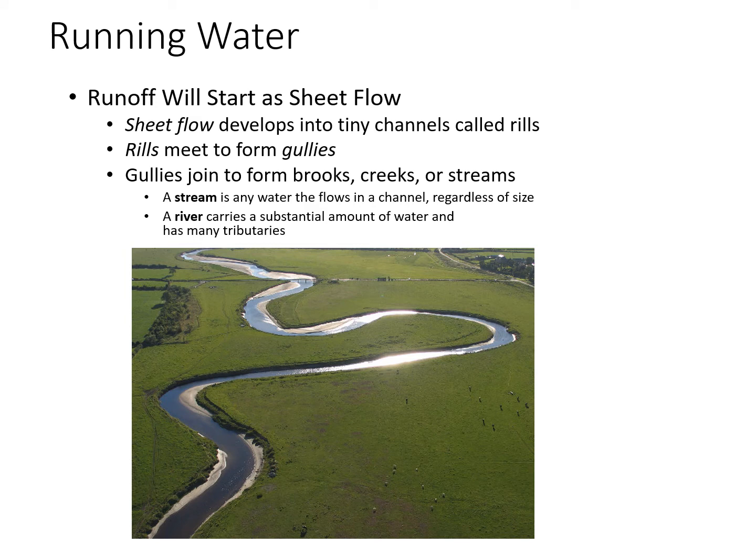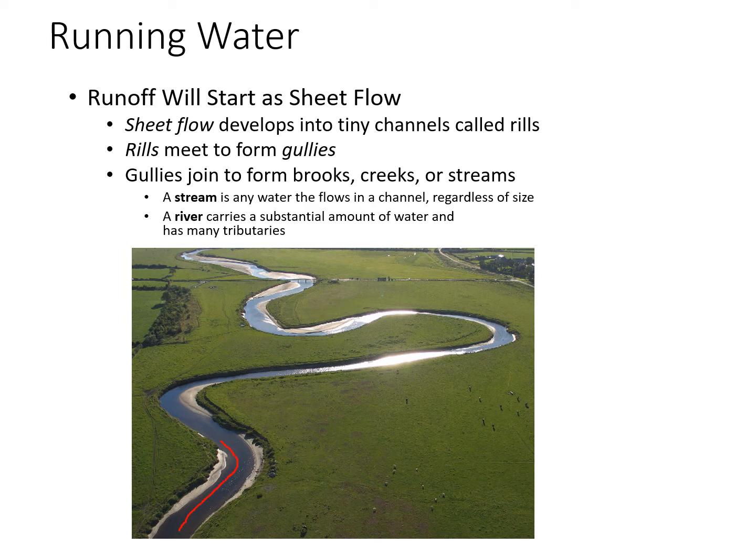So once running water begins to run off the surface of land, it starts off as sheet flow, like you would see in the Everglades. And then sheet flow will develop into tiny channels called rills. Rills meet to form gullies. Gullies form brooks, then creeks and streams. And streams are just any water flow in a channel, regardless of the size. And so rivers can carry a substantial amount of water and have a lot of different tributaries.